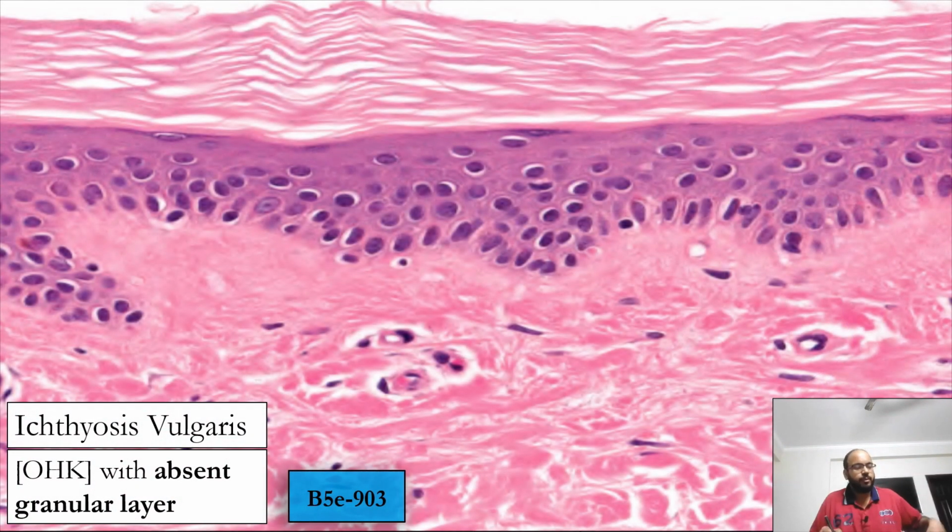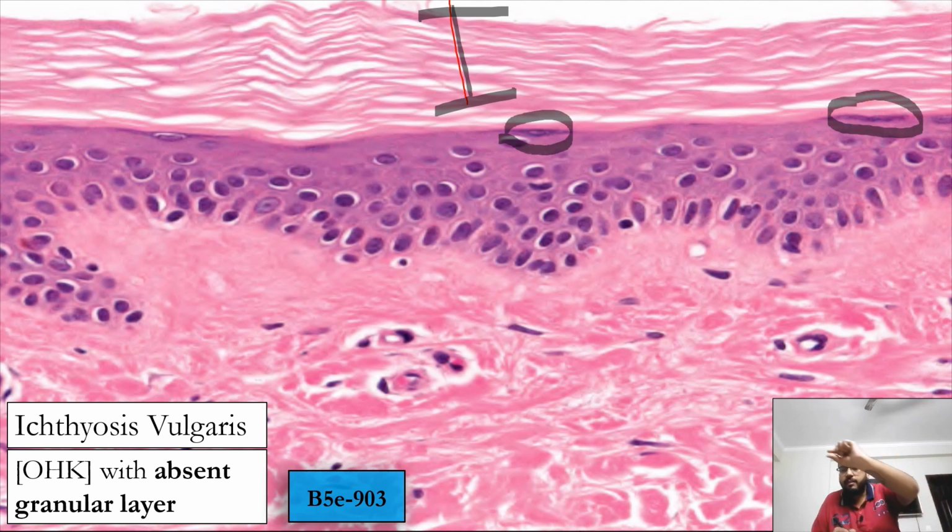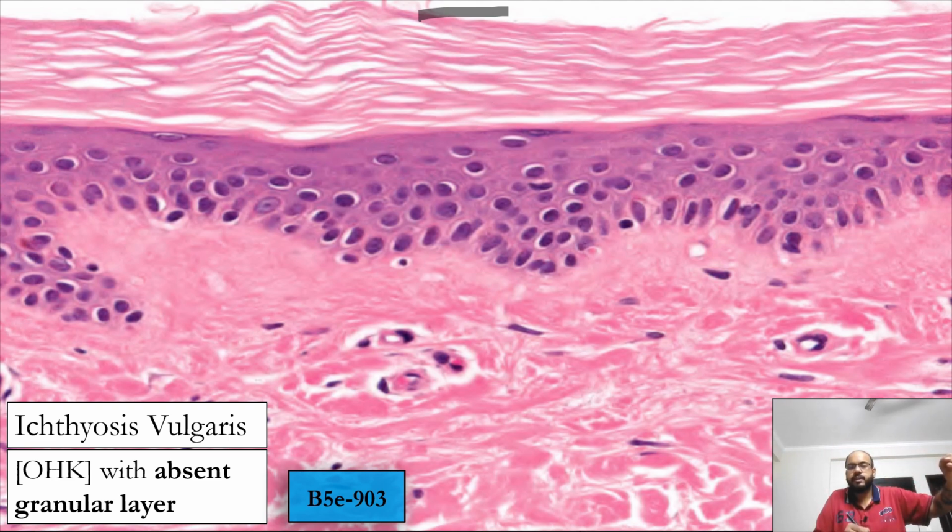So look at this picture that I've taken from Bolognia, page 903, 5th edition. You will see orthohyperkeratosis, orthohyperparakeratosis, and absence of the granular layer. In the granular layer, you will see cells like this, forming a layer, the stratum granulosum. But here you can see that it is not seen. The stratum granulosum is not here. That is what we mean by an absent or deficient granular layer, which is seen in Ichthyosis vulgaris. Let's move forward.